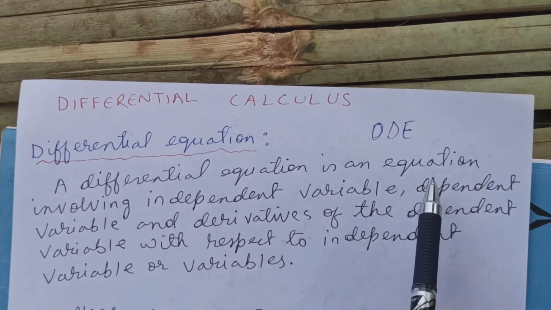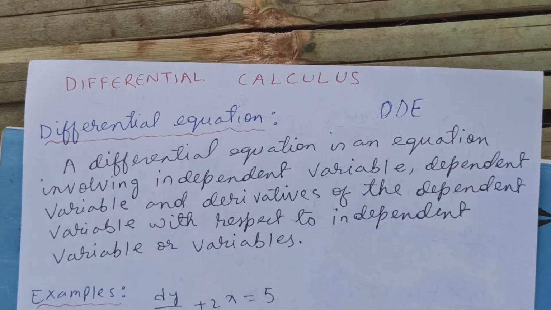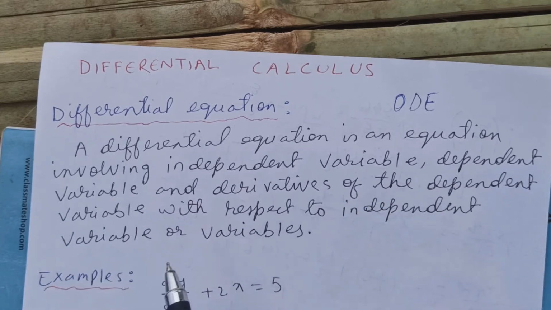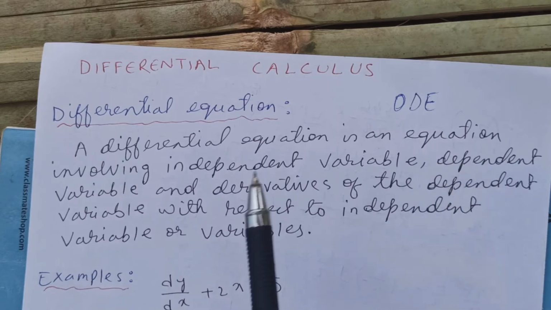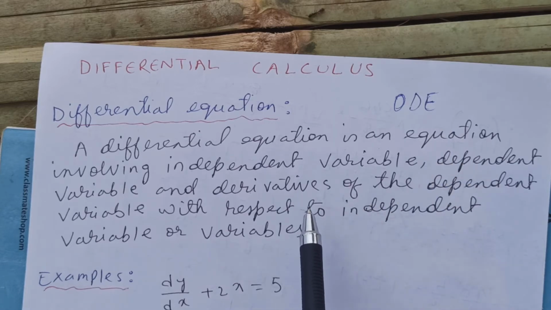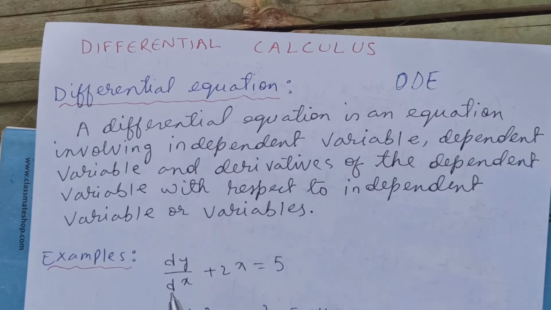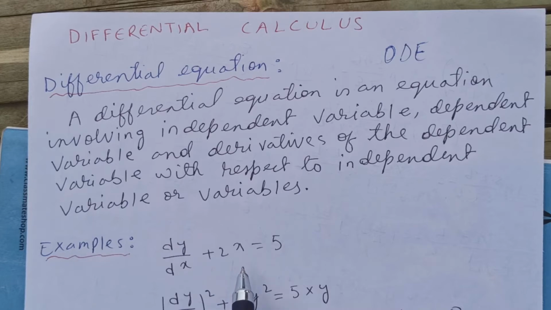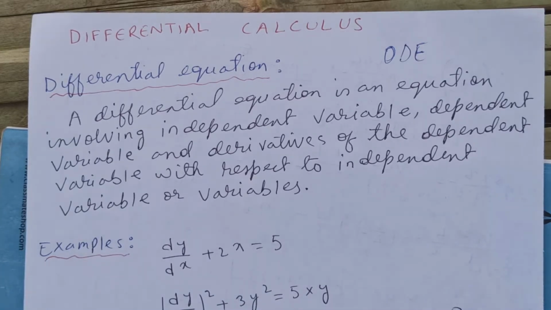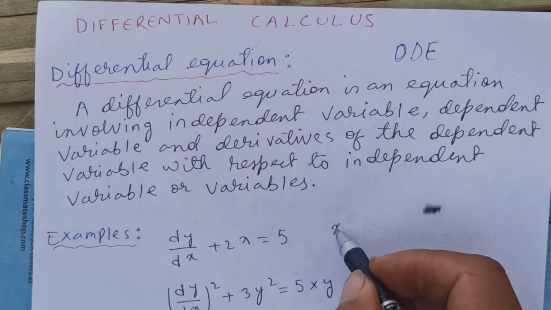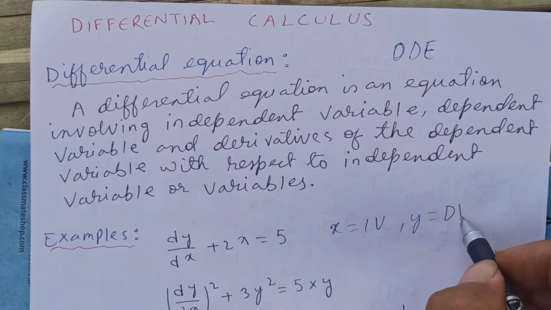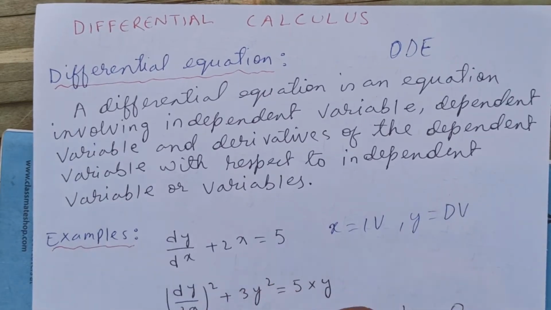So what is a differential equation? A differential equation is an equation involving independent variables, dependent variables, and derivatives of the dependent variables with respect to the independent variables. Dependent means it depends on something. Example: dy/dx + 2x = 5. Here x is the independent variable and y is the dependent variable, because y depends on x.